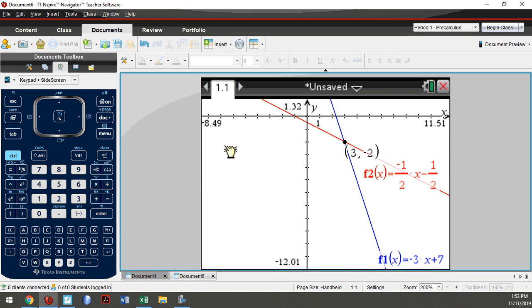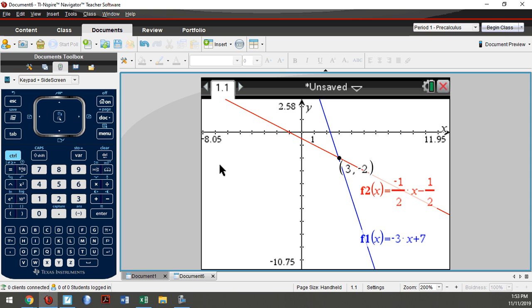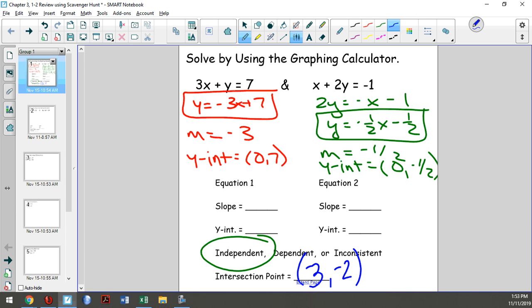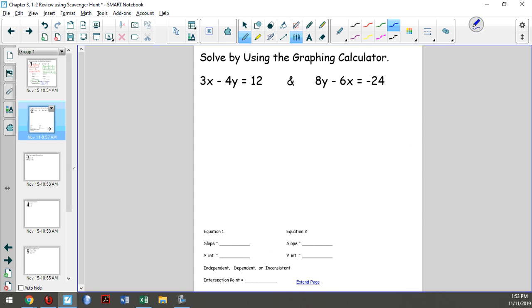And what is my POI? 3, -2. Do we see that? Yes or no? Okay. Do I expect you to graph this by hand tomorrow? I absolutely do not. I simply expect you to put in 3, -2 here, and you're done. Do we all understand that? Okay, let's do another one just like it.